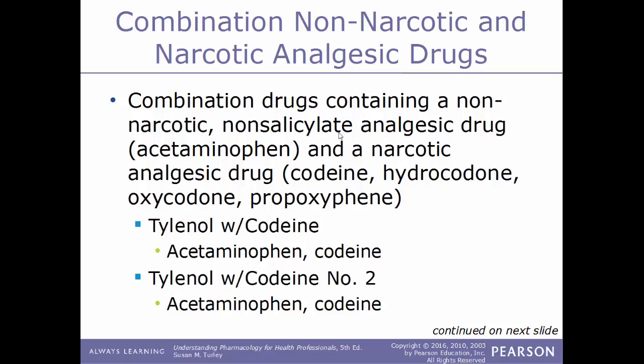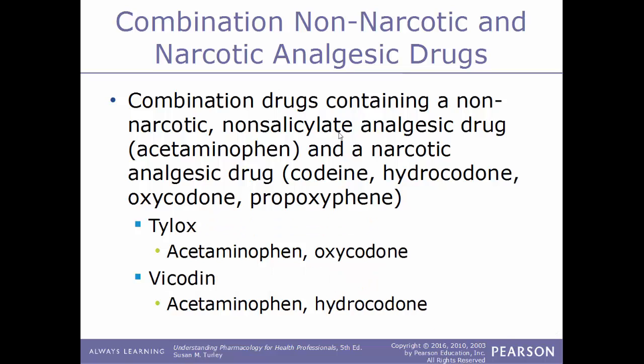Some other combinations: Tylenol with codeine. There are multiple forms of this drug. We'll talk more about that here in a few minutes. Tylenol with codeine is obviously a combination of acetaminophen with codeine. You have Tylenol with codeine number 2, Tylenol with codeine number 3, and Tylenol with codeine number 4. All four of these have the same components, but the overall strength is what makes them different.